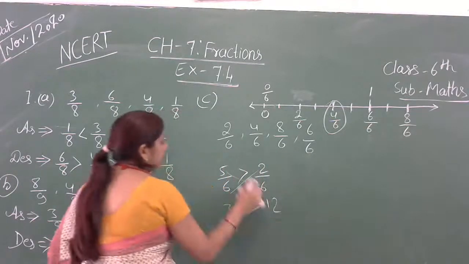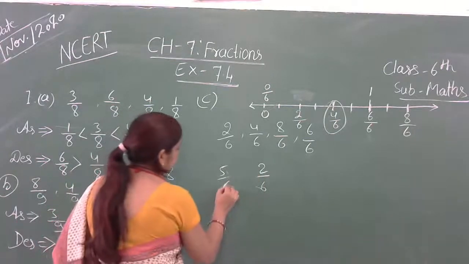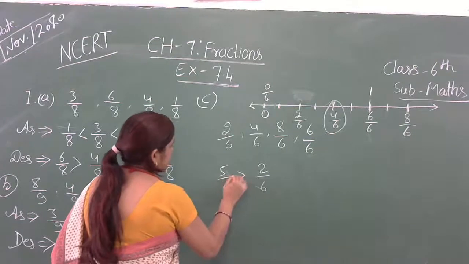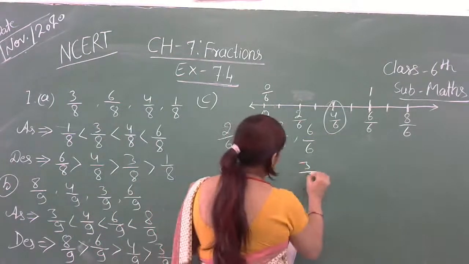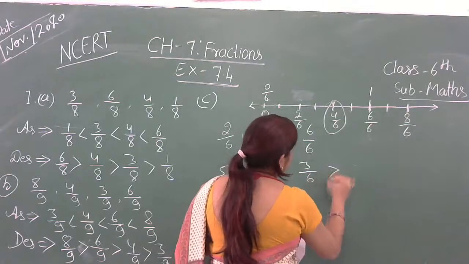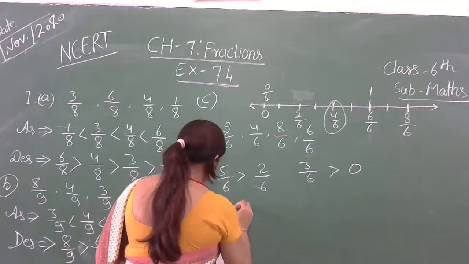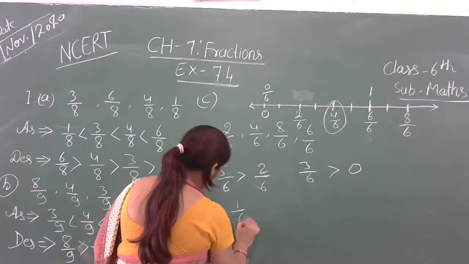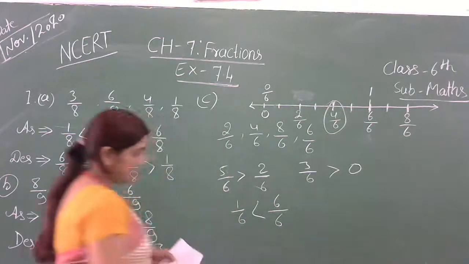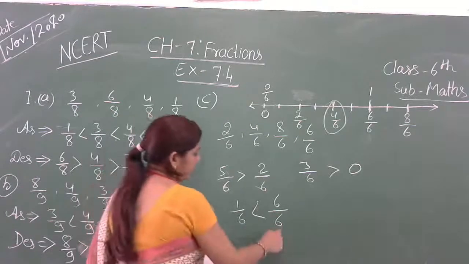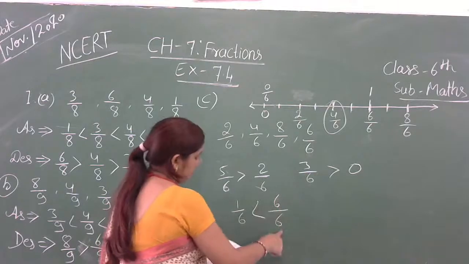After that find it. So which one is greater? 5 upon 6, isn't it? Now second fraction, 3 upon 6 greater than 0. Definitely greater than 0. Now 1 upon 6 and 6 upon 6. So which one is greater? 6 upon 6, because whole part 1 है और 1 में 6 part divided. So this one is smaller and this one is greater.